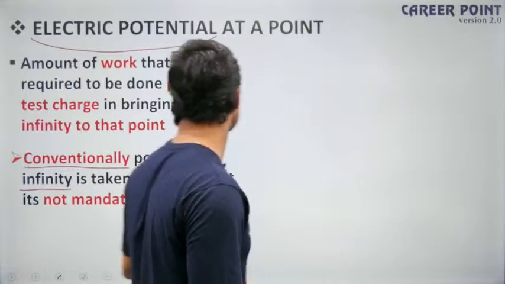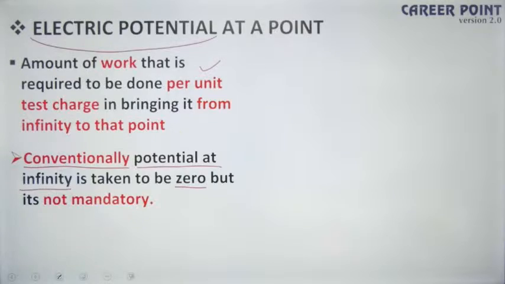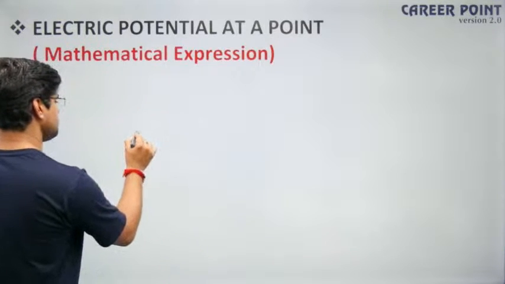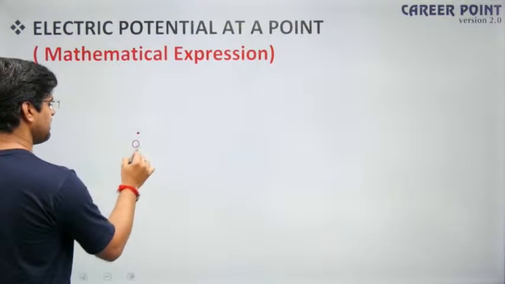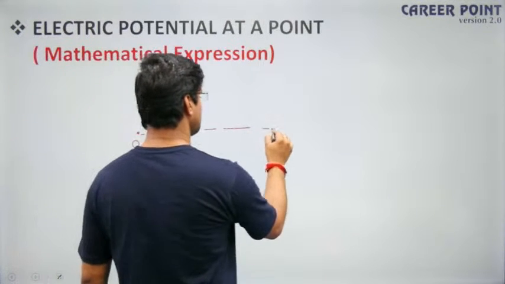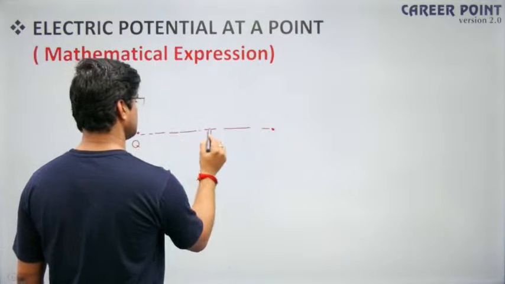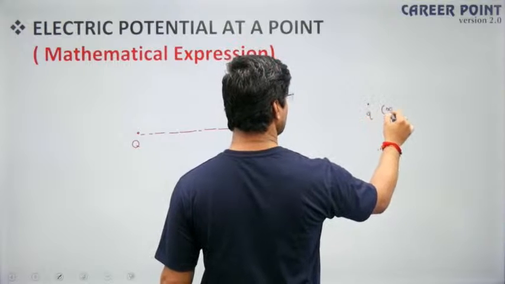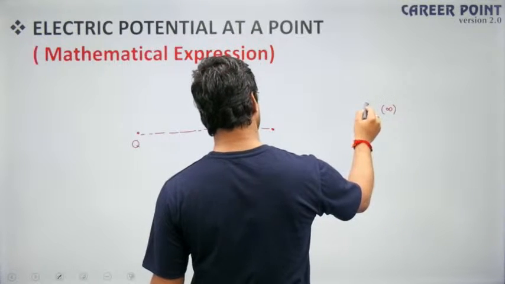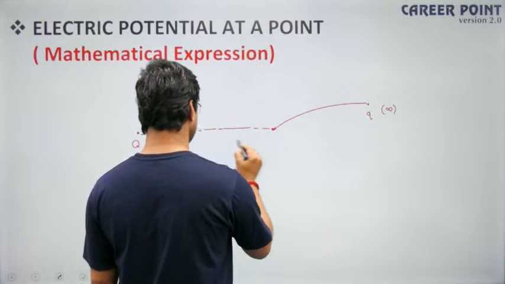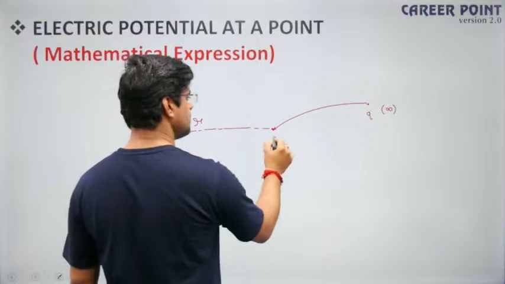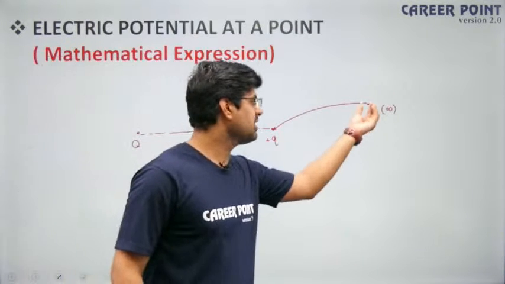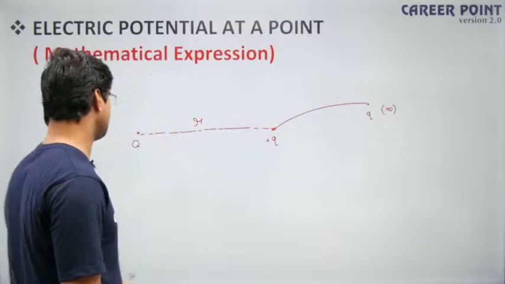So how do we express electric potential mathematically? Electric potential at a point. Let's say this is a charge Q, capital Q. There was a small charge q at infinity. We are bringing that small q from there to here, at a distance r from capital Q. So this is small q placed here. We are bringing it from the infinity position to here.